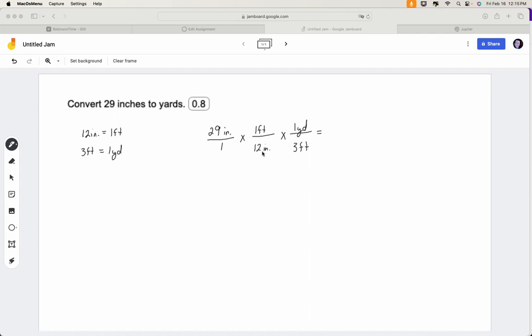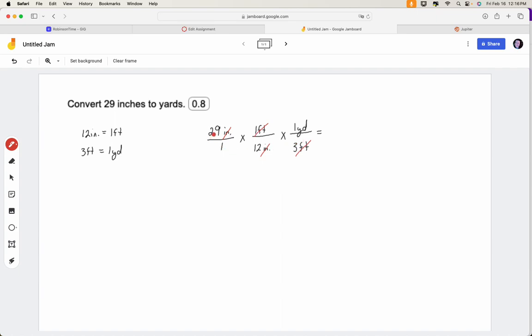We want to convert inches, so we put inches on the bottom so we can cancel it out like a unit of measure. So then we have it in feet. We move from feet to yards, so we put feet on the bottom, which cancels it out as a unit of measure. So then we have yards left in the top. That's the unit of measure we wanted to go to.